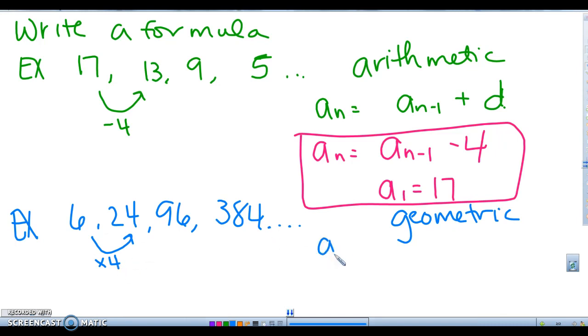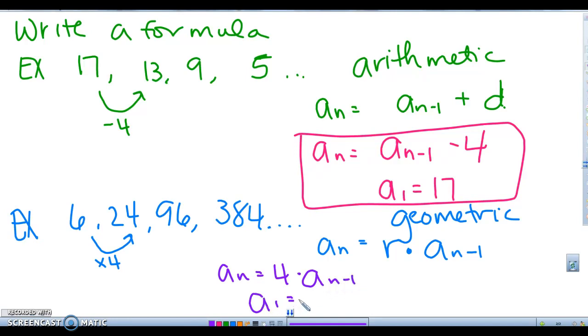If I'm using a geometric sequence, I'm going to write an equation with a sub n equal to r, which remember is that common ratio, times a sub n minus 1. So here, if I wanted to write a geometric recursive formula, the first part of it would be a sub n equals my common ratio, which was 4, times a sub n minus 1, and then I need to include what my a sub 1 term is, which is 6. So that would be my answer here.